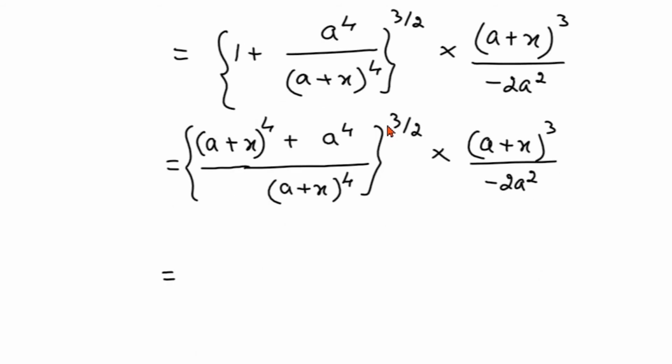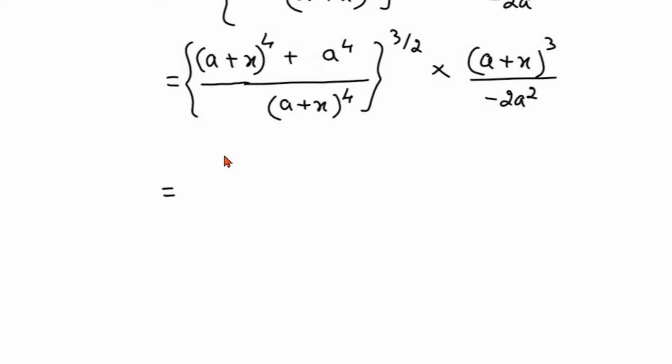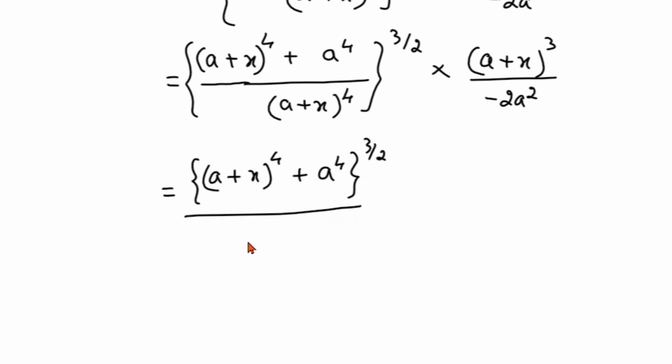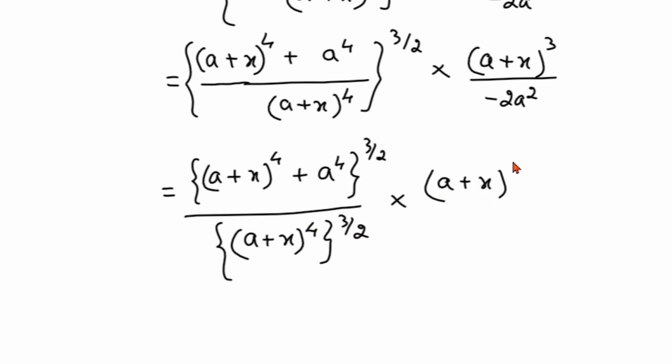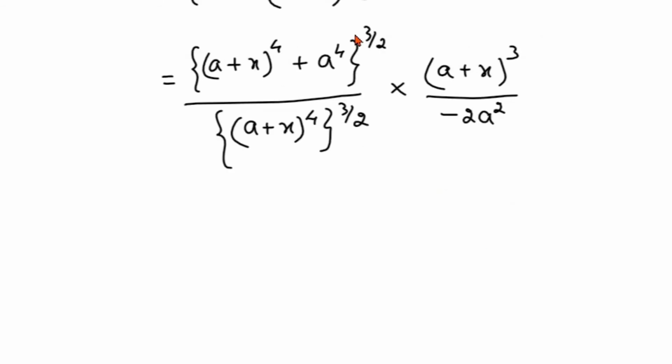If you apply this power 3 by 2 to the numerator as well as the denominator, we get ((a + x)^4 + a^4) to the power of 3 by 2, whole divided by the denominator value (a + x)^4, and this is raised to the power of 3 by 2, into this expression as it is, (a + x)^3, divided by minus 2a squared. Further, you can see that this will cancel out, 1 times and 2 times.